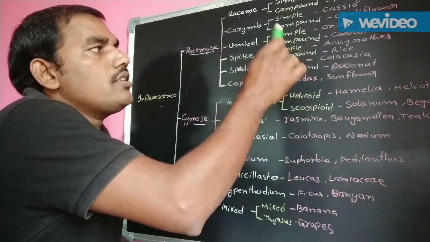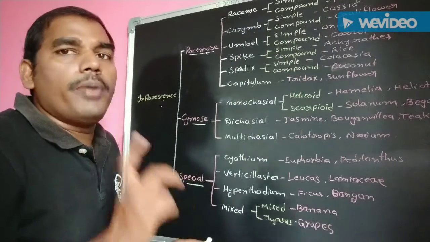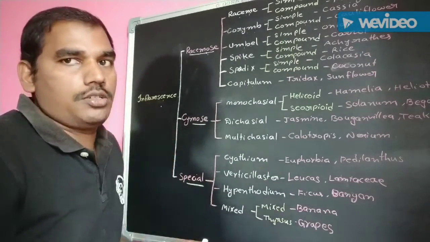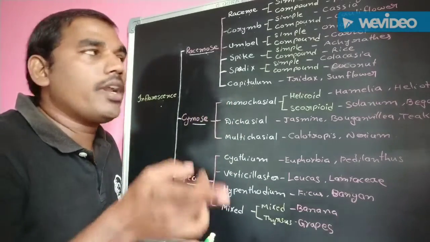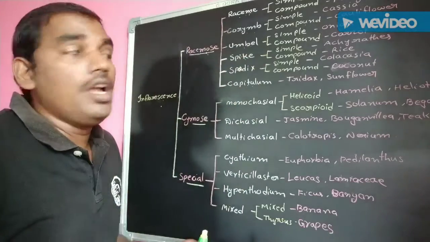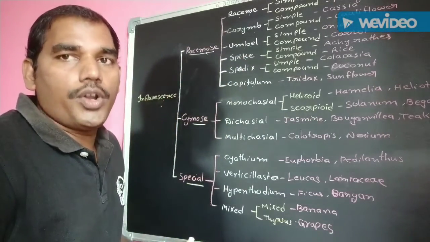These are also categorized into two types, simple umbel and compound umbel. In simple umbel, the peduncle is unbranched. Okay. In compound umbel, the peduncle is branched. Every branch resembles a simple umbel. The simple umbel, best example, onion.